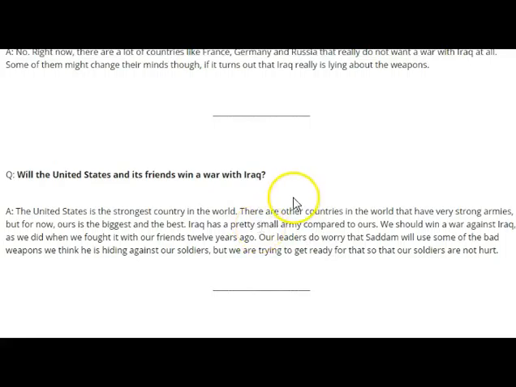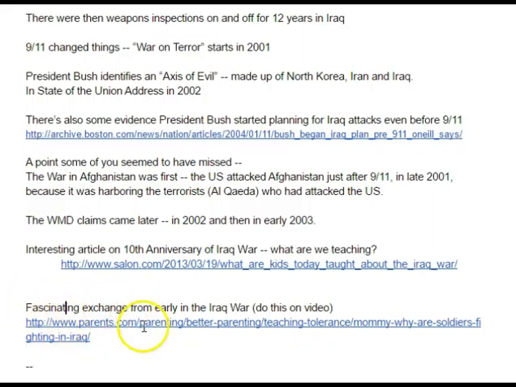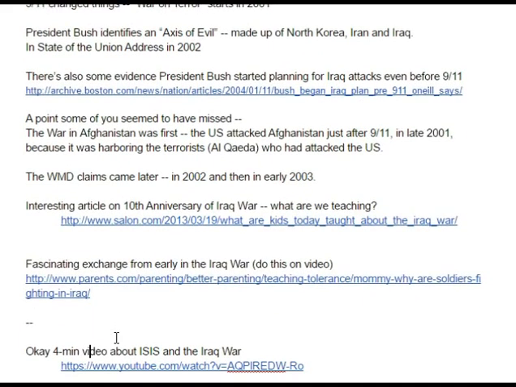But I thought this gave a really interesting perspective, sort of a time capsule from 2003, explaining to a small child what's going on in Iraq. So again, the way to get to that is go to this fascinating exchange and click on the link, and you can get more details about that.